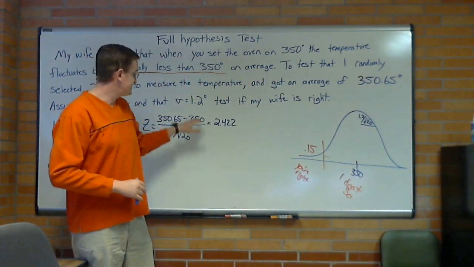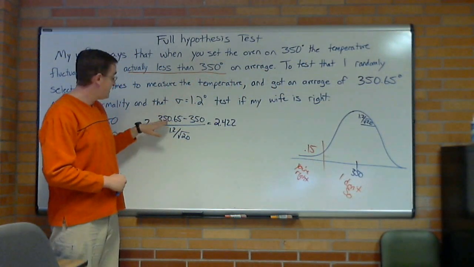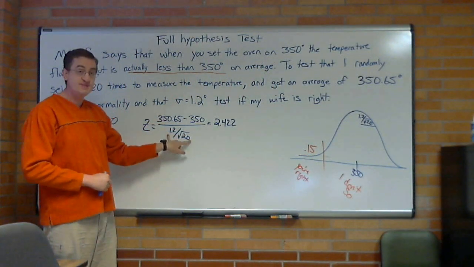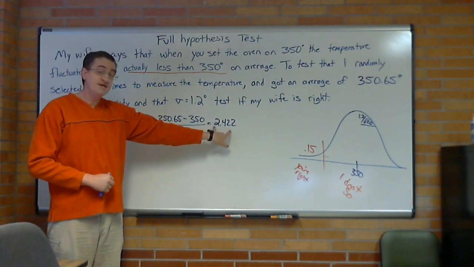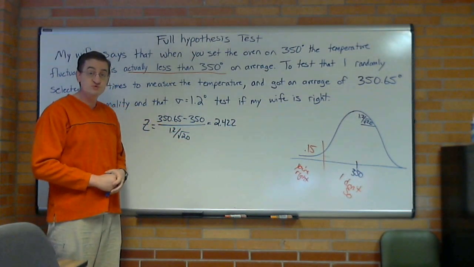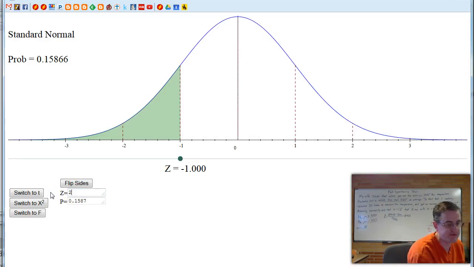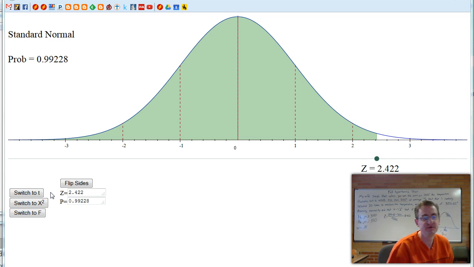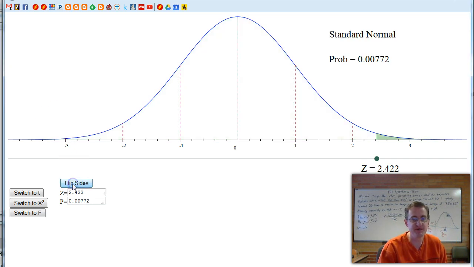Next, I'm going to do a z-score. Here's my x bar minus mu. There's my standard error. I get a z-score of 2.422, which gives me a p-value of 0.99. That can't be right. That's way too big. It must be that I want this side. Don't fall for this trap. If you're not relying on the picture, which I've slightly been ignoring a little bit for this very reason, it's easy to get the p-value mixed up.